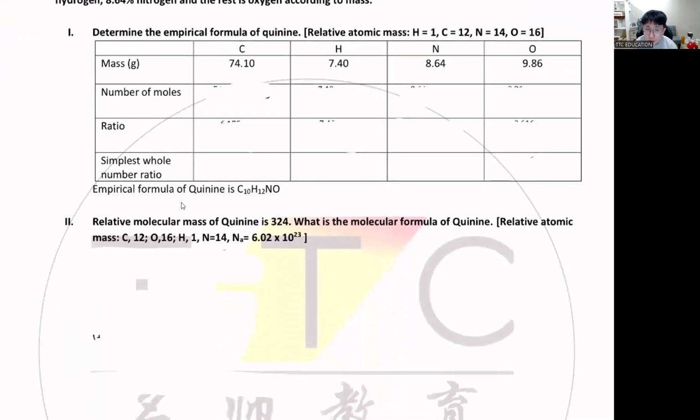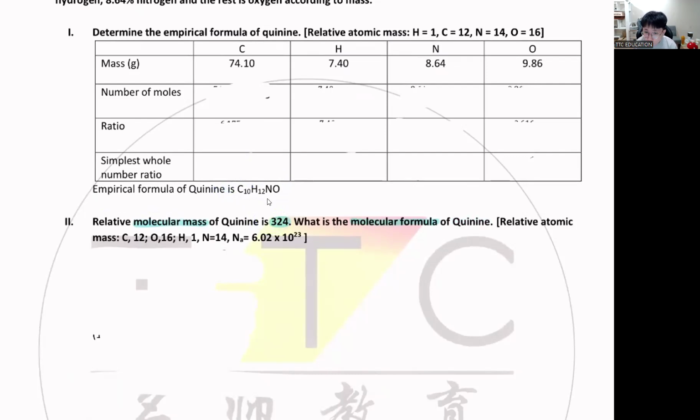They found you, you calculated your empirical formula yourself. The next question after this is to actually give you the molecular mass, which is this whole thing. Total up is 324. What is the molecular formula of quinine? It means that you're not supposed to use this and then substitute number, you get 324. It's supposed to be the actual formula, because is this actual formula? Is empirical formula the actual formula? Not sure yet. Because we only know this is a simplest whole number ratio.